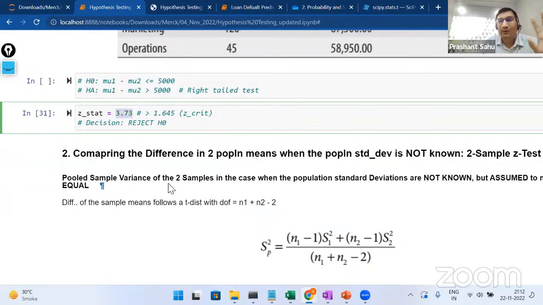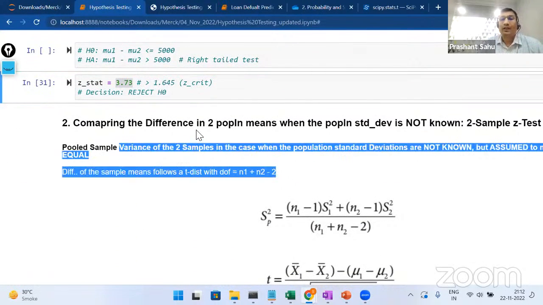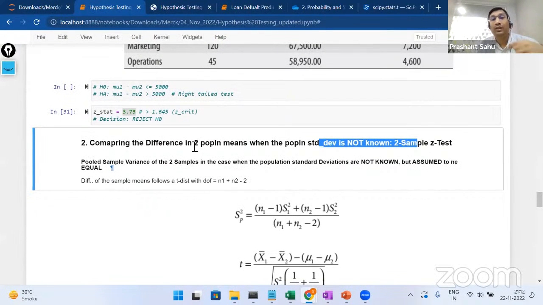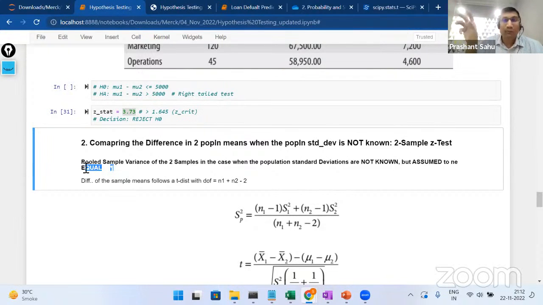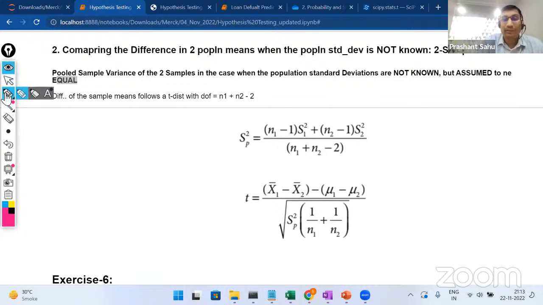So here, see, the scenario is not very different. The only difference between this example and this example is the standard deviations of the populations are not known, but are assumed to be equal. That is the only difference. And then we talk about the pooled sample variance. Okay, but they are believed to be equal. Okay, I don't know what is the population standard deviation of each of the two populations, but I would assume it to be equal. In that case, you will calculate the pooled sample variance and you will conduct a t-test. Obviously, you will go for a t-test. So where will you use this pooled sample variance? Can you see closely? I'm using it here. So this is being used here.